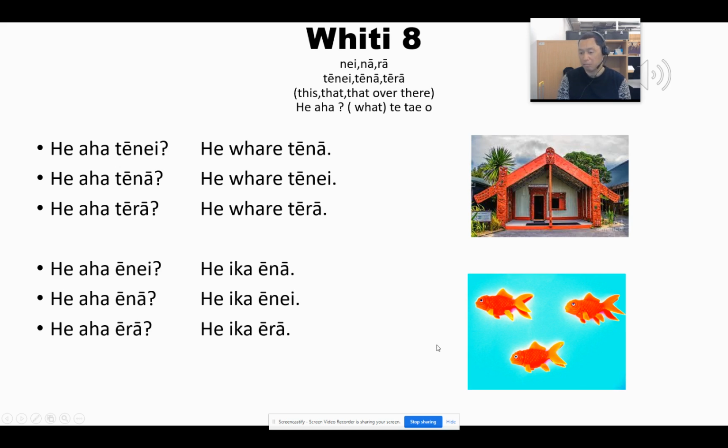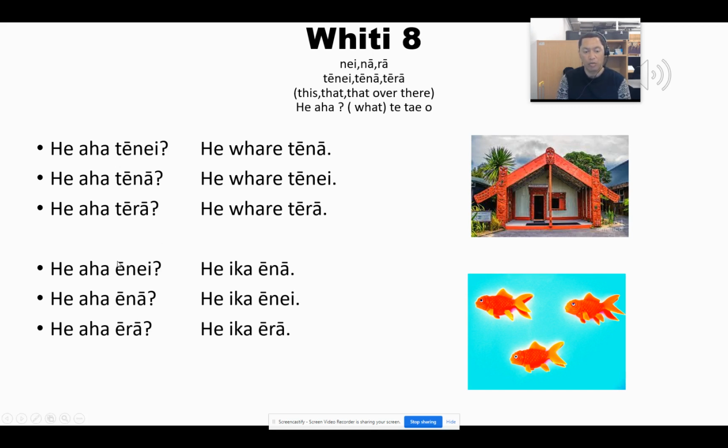He ika e ra. Very similar to the top, but now when we're using plural for more than one, we take away the T. He aha e nei, what are these? He aha e na, what are those by you? And he aha e ra, what are those away from both of us?